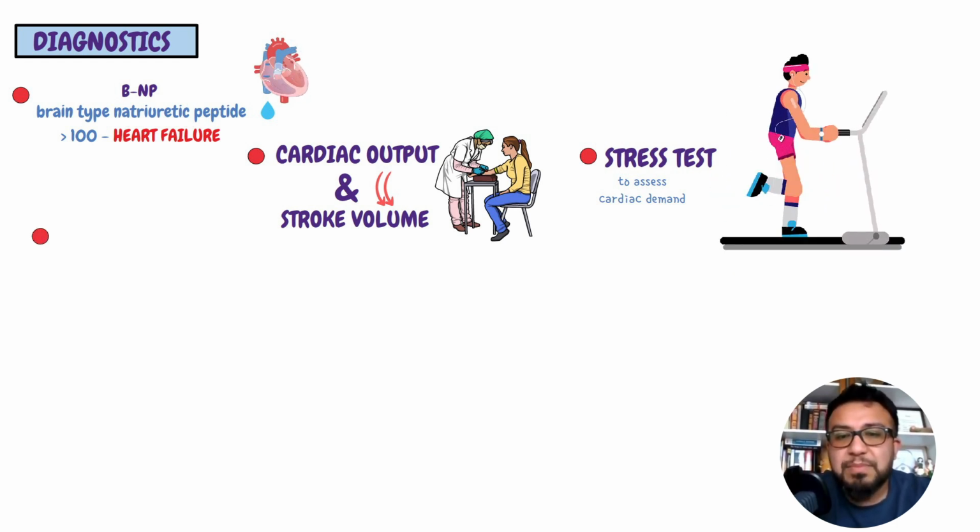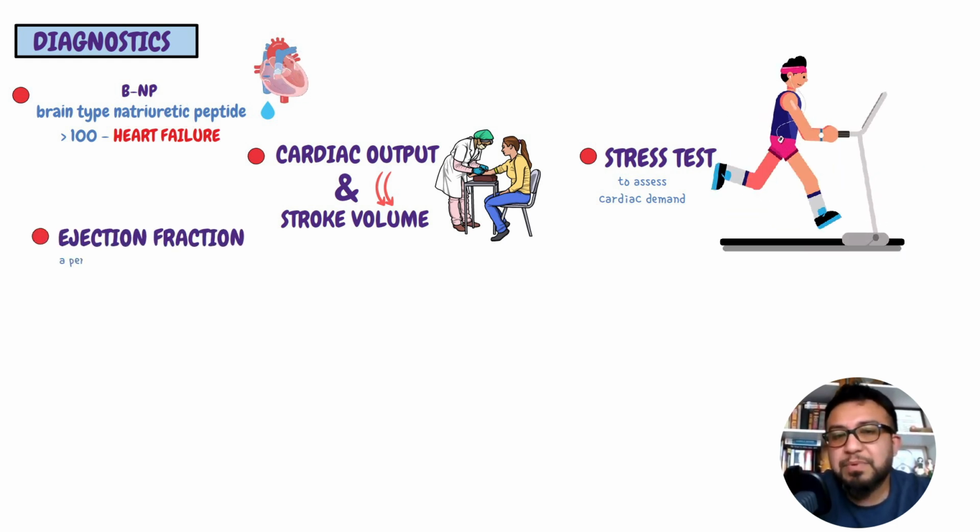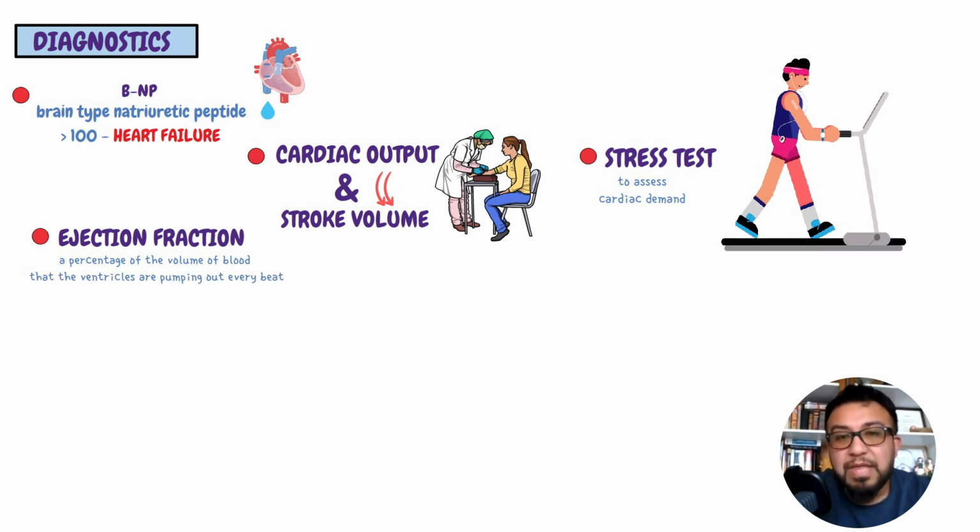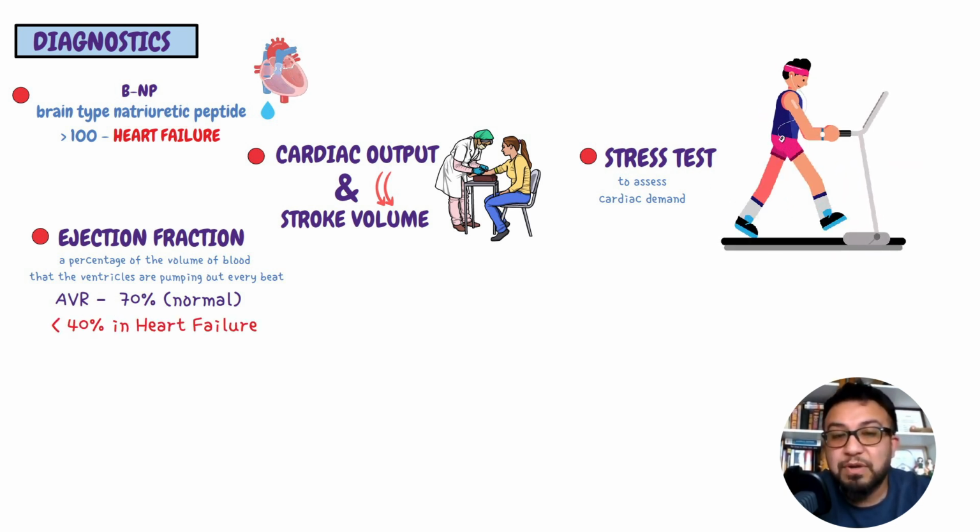We can also assess something called the ejection fraction, and this is a percentage of the volume of blood that the ventricles are pumping out every beat. The average is about 70%. But when someone has heart failure, it drops to less than 40. So anything that's 40% or less is an indication of heart failure.